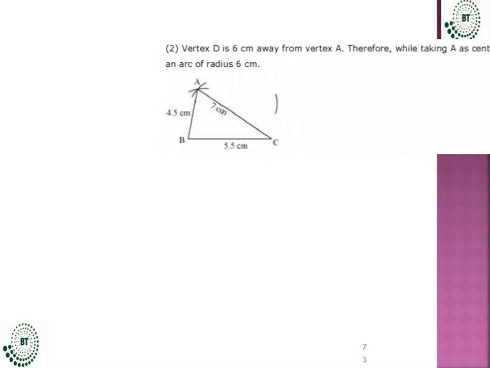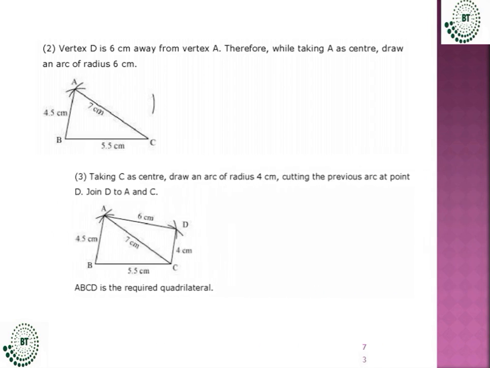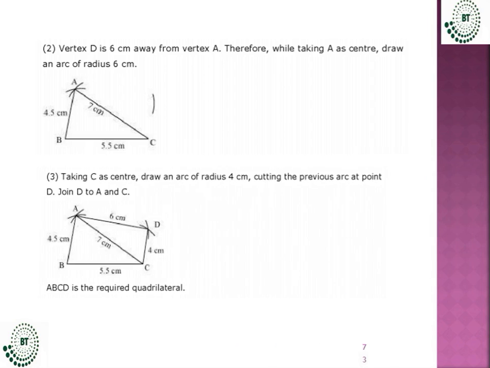Now in the second step, we know that vertex D is 6 centimeters away from A. So just put the tip of the compass on point A and cut an arc of radius 6 centimeters. Now let's move on to the third step. D is 4 centimeters away from C. Now put the tip of your compass on C and cut an arc of radius 4 centimeters. Where both the arcs intersect, that will be your point D. So join D to A and D to C. So finally you get the quadrilateral ABCD.